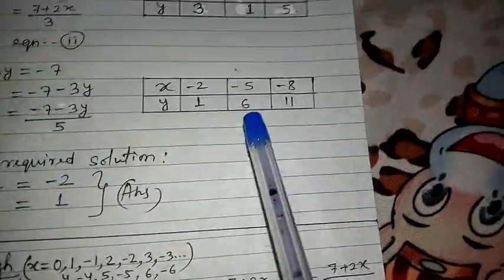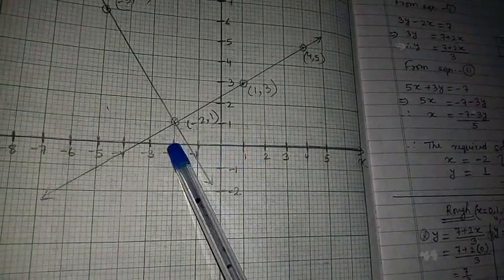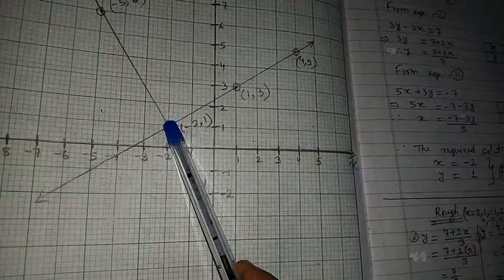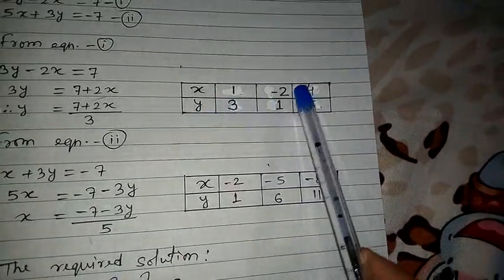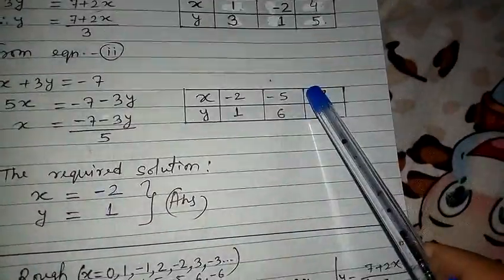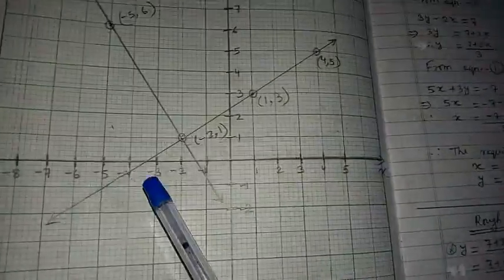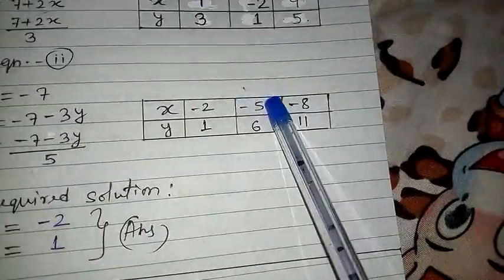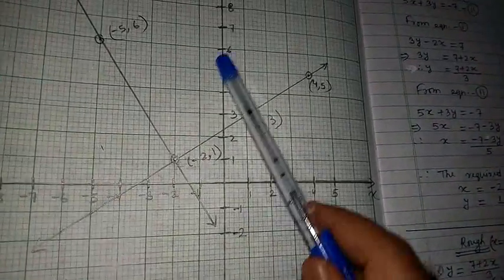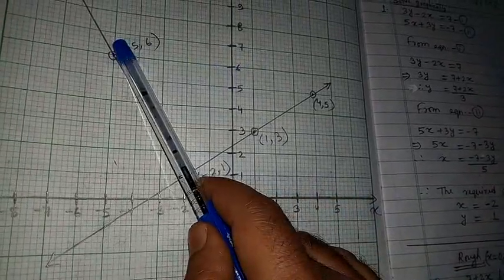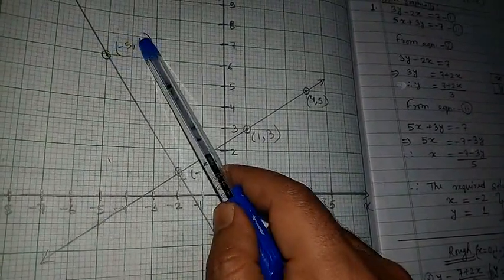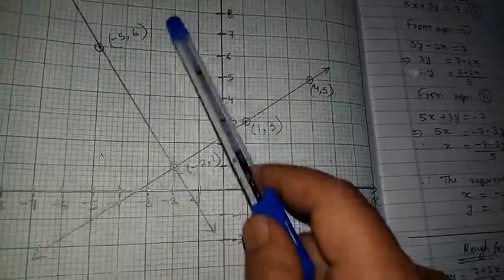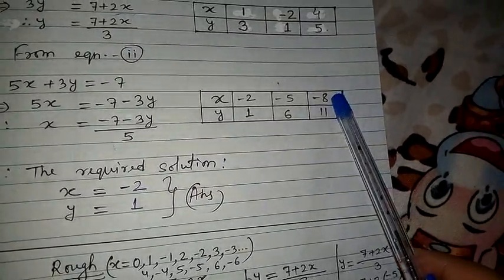Now I will plot this box also, minus 2, 1. You can see minus 2, 1 was already plotted in equation 1. Same thing already plotted, so no need. Next is minus 5, 6. You can see minus 5 is here and positive 6 is here. So 6 will go here and minus 5 will go here. Last one is minus 8, 11.